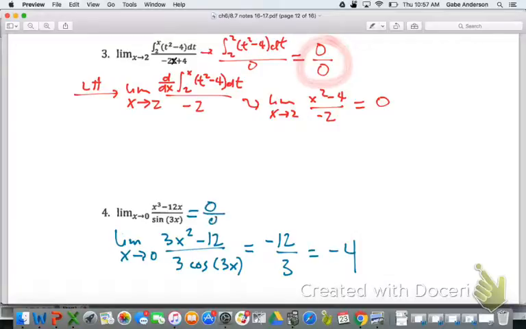The fact that I didn't write the little arrow with the LH is really not that big of a deal. I think that's a nice communication piece. But what was missing was that I need to have that condition that allows me to use L'Hopital's rule. Once I've met that condition, then I can use it.